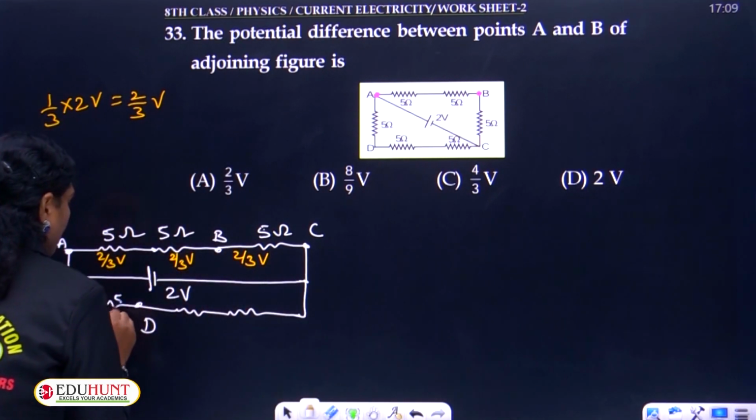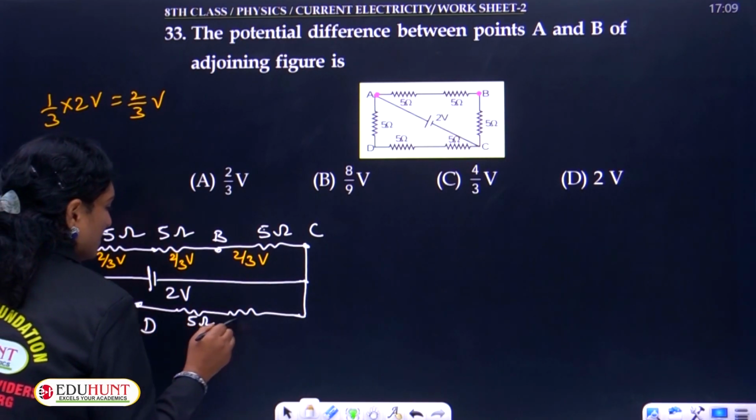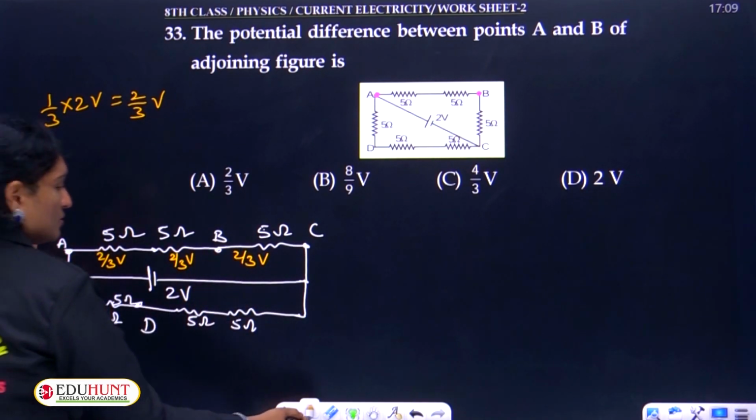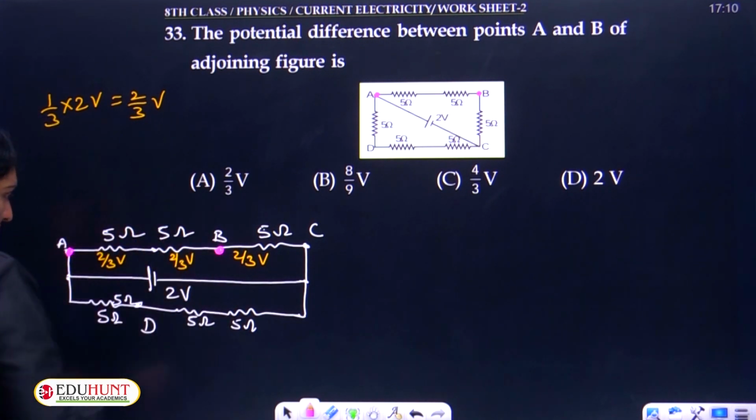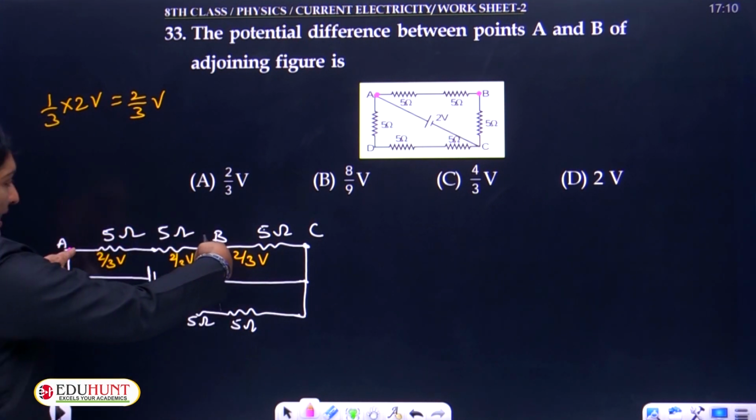So, we are not bothered about this. Though the values are given here, you are only asked to find out the potential difference between A and B. So, let us focus on this. Between A and B, what is the total potential you can identify, children?